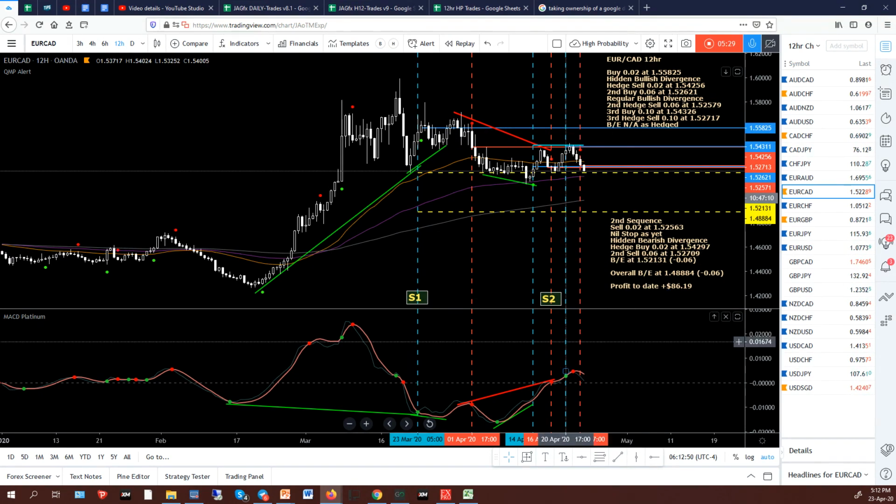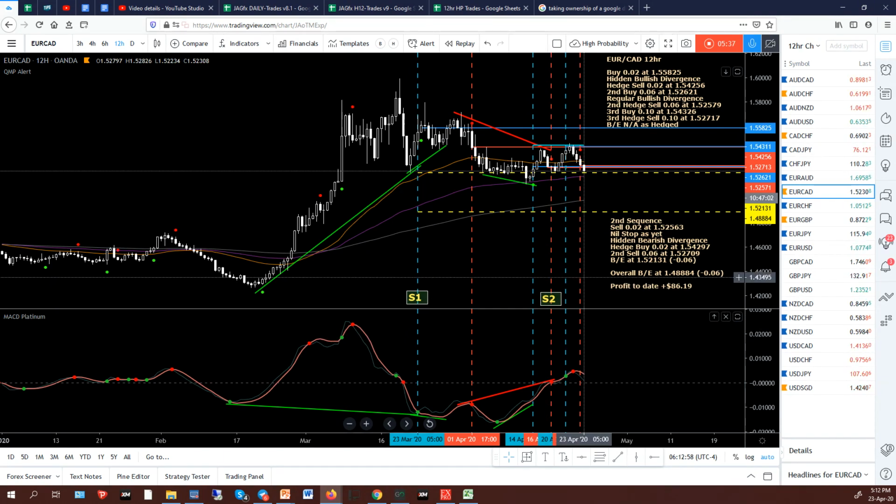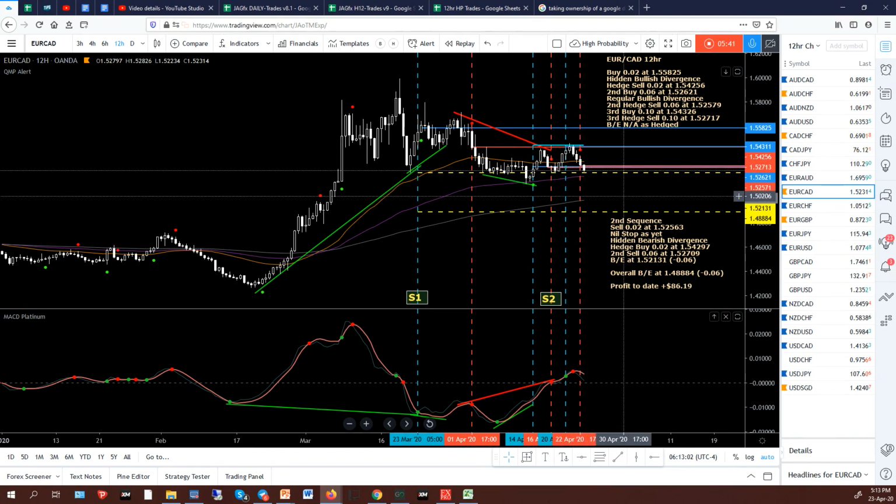Now the second sequence started on this candle here. MACD platinum's just above the 0 level. So I took a sell, hedge buy, and today I've taken a second sell. So 2 trades taken on the same candle. Overall break even for just this sequence 2 here is 152,131, which we're getting pretty close to already.